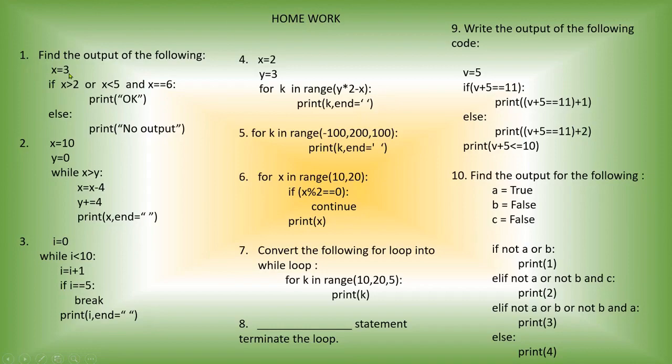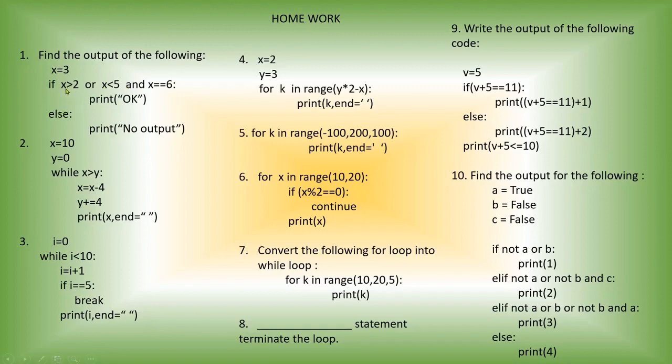The value of X is 3. 3 less than 5, condition true. But 3 equal to 6, condition false. So this AND operator will produce a false result. What we studied is that the AND operator will produce a true result only if both the operands are true. Here one operand is true and the right side operand is false, so the entire operation result will be false. So this part gives the result false.